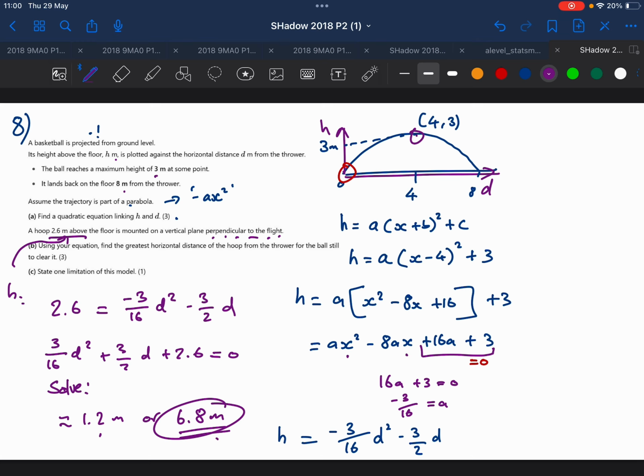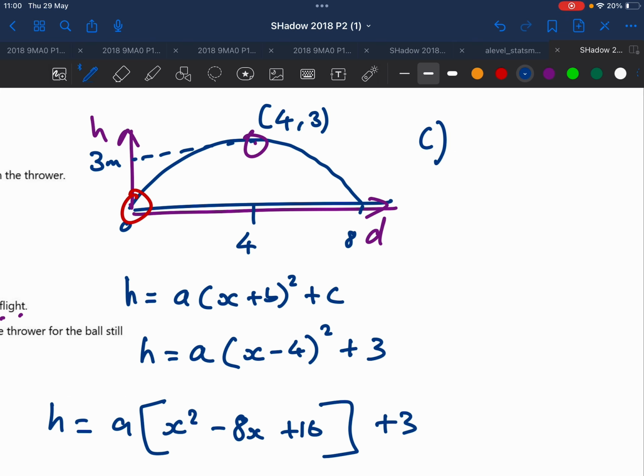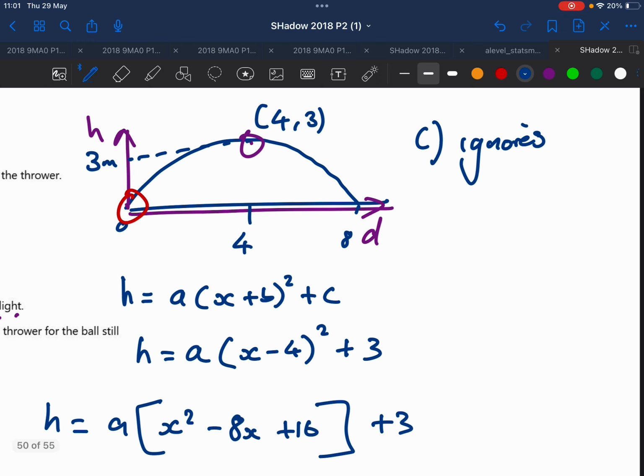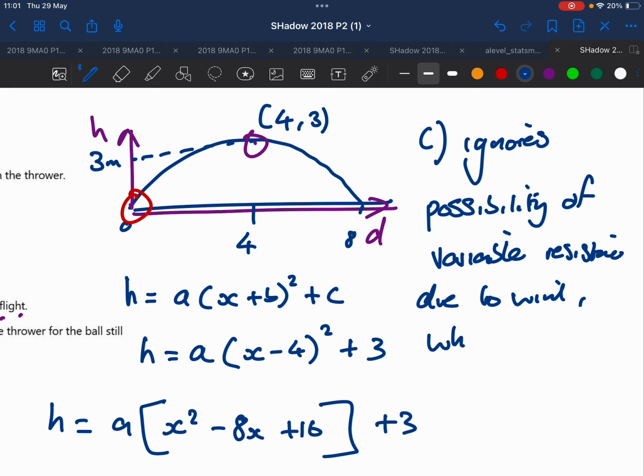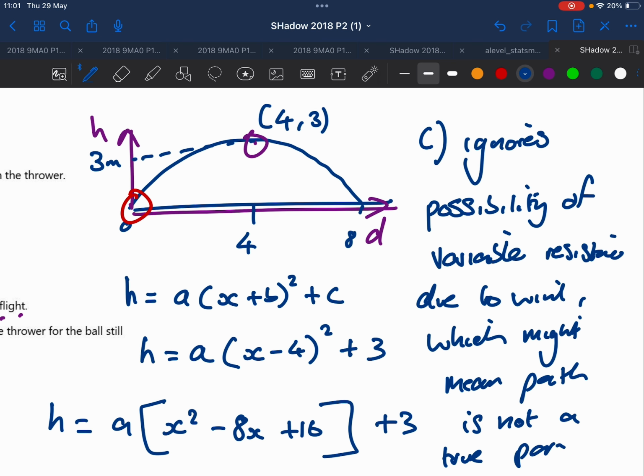So you can often try and pick on the context for this, or there are some stock kind of answers that you can give. So one limitation, well, air resistance is what most people like to say, and it's not covered in the question. I might, just because if you want a slightly better answer, I might say it ignores the possibility of variable resistance due to wind, which might mean the path is not a true parabola. So how about something like that, right?